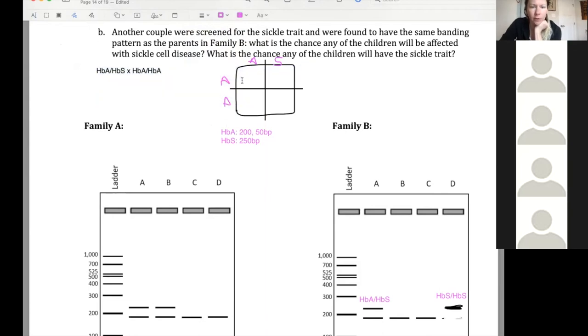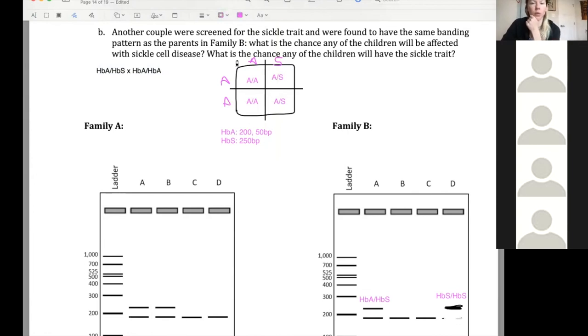Okay, and then we can just fill in these boxes based on all this information. Sorry, my A's look like fours. Okay, so this one's going to be AA. This one's AA. Here we've got A and S. And the next one is also A and S.